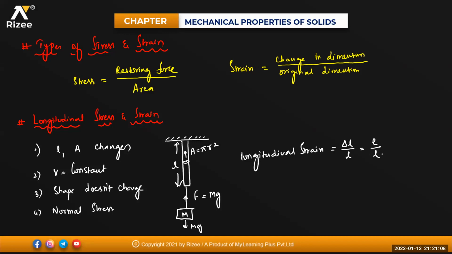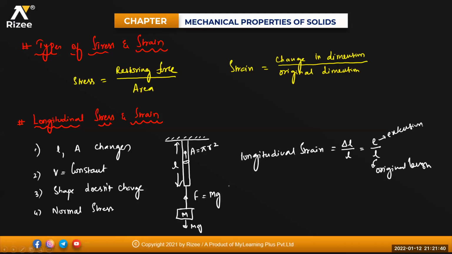Is it clear? So in longitudinal stress, length and area change, volume remains constant, shape doesn't change, and the stress you are applying here is always what type of stress? Normal stress. So longitudinal strain will be equal to change in length by original length. E is known as your extension. L is known as original length. Clear, beta?